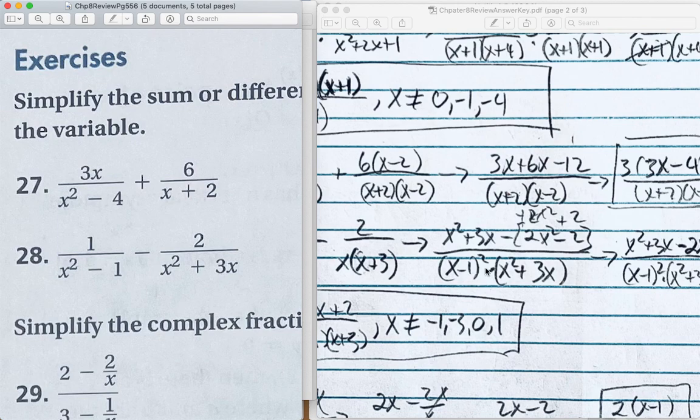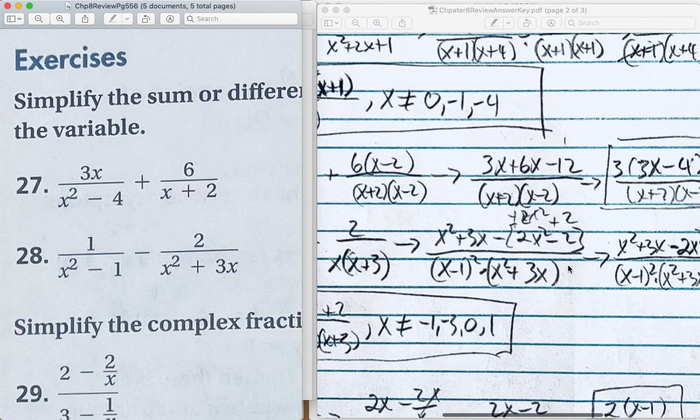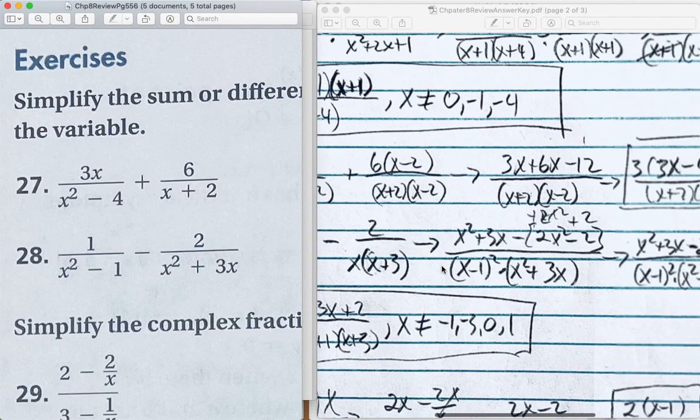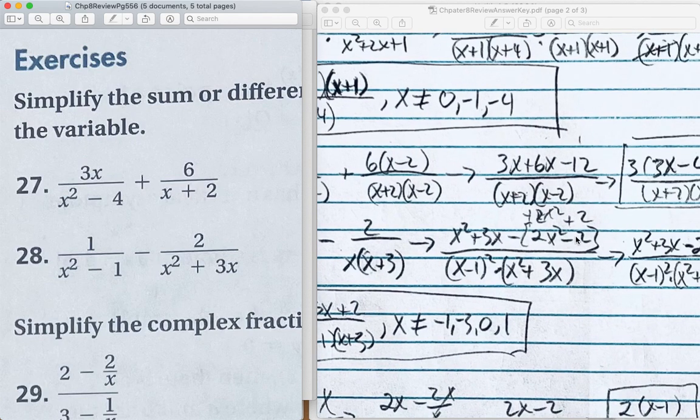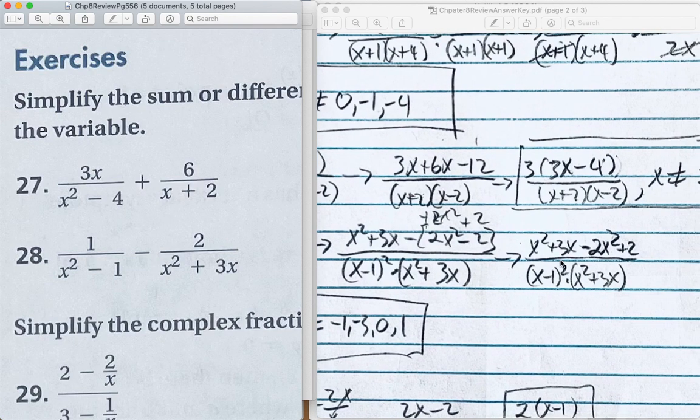Here I got x minus 1 squared times x squared plus 3x. On the left-hand side, see, that's being multiplied by 1. So I get x squared plus 3x on the left-hand side. On the right-hand side, all that's being multiplied by 2. So I get 2x squared minus 2. I distribute that negative, and that's x squared plus 3x minus 2x squared plus 2 over x minus 1 squared times x squared plus 3x.